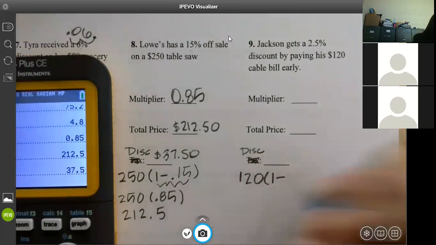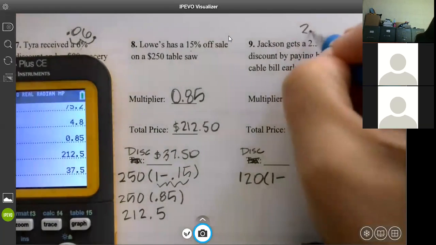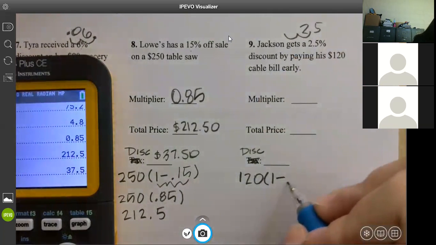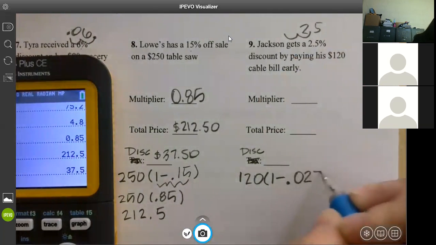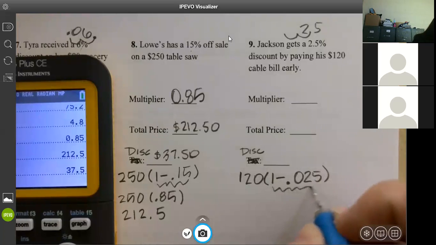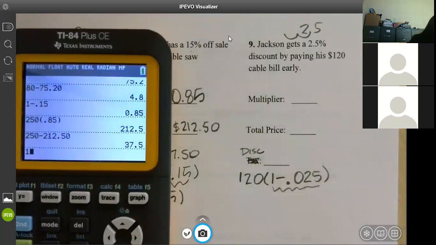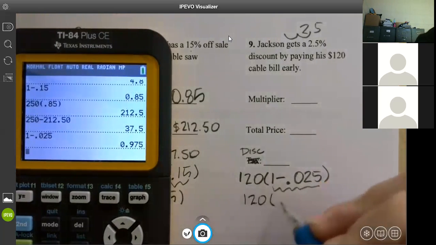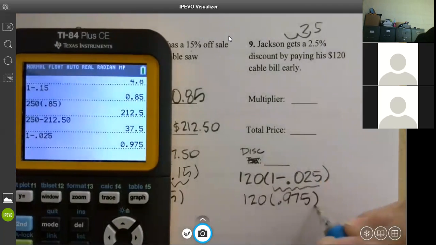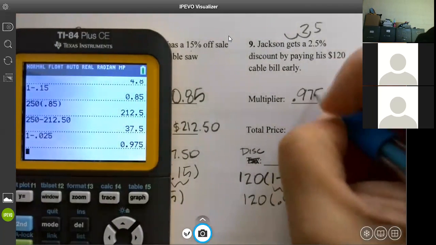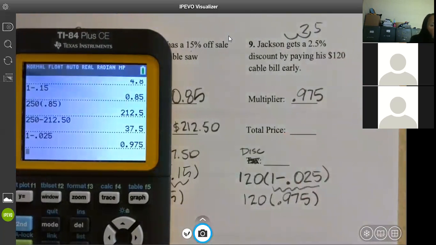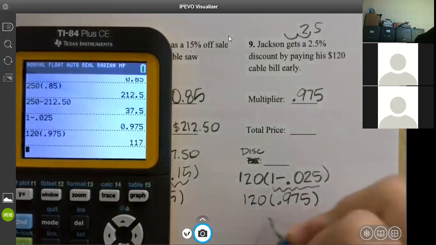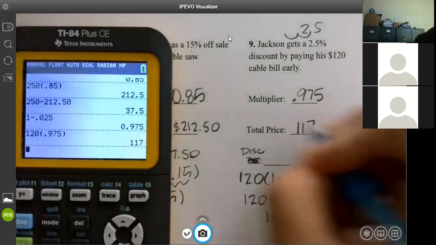$120. We do 1 minus, what's his percent? So if it's 2.5, move it 2 decimal places, and we get what? Remember that this is your multiplier. So 1 minus 0.025 is 0.975. Put it in your calculator, find your total price. And we get 117.